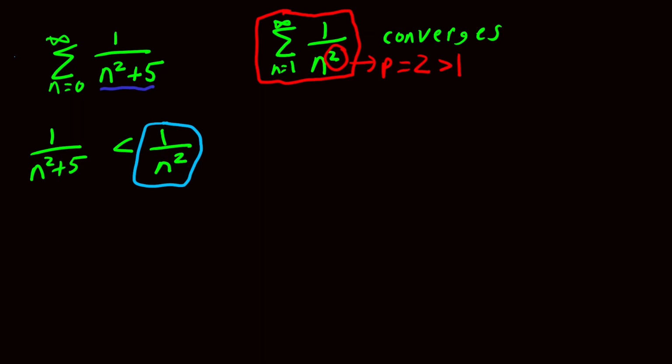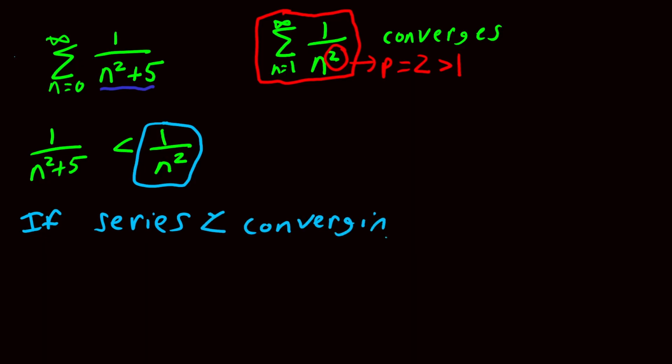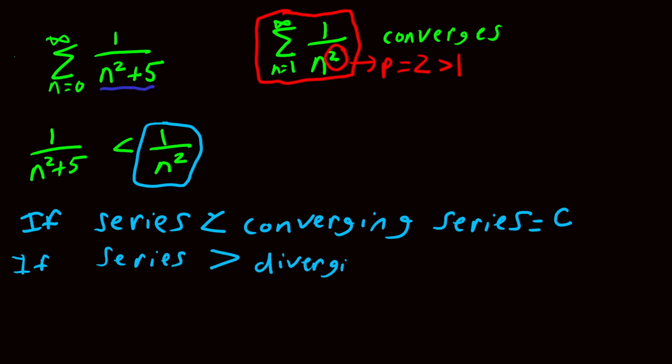So, let me write this down for you guys. If a series is smaller than a converging series, that equals convergence. I'll just write C for convergence. And then if a series is bigger than a diverging series, then it diverges. And that kind of makes sense, right? As it's getting bigger, you're more likely to diverge. So this is the main rule in both comparison tests.